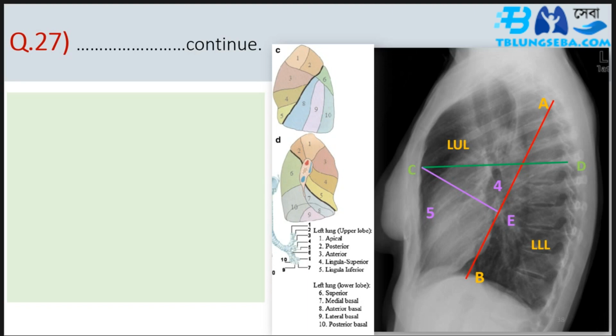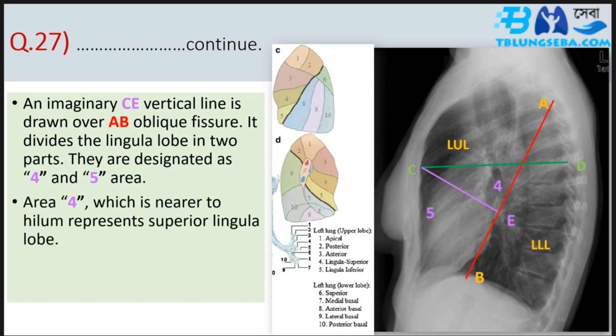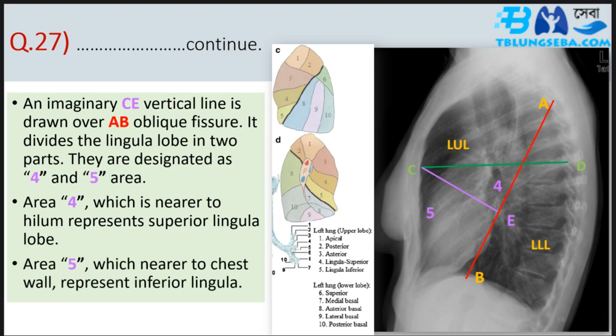Q.27, continue. An imaginary CE vertical line is drawn over AB oblique fissure. It divides the lingular lobe in two parts. They are designated as 4 and 5 area. Area 4, which is nearer to hilum, represents superior lingular lobe. Area 5, which is nearer to chest wall, represents inferior lingular.